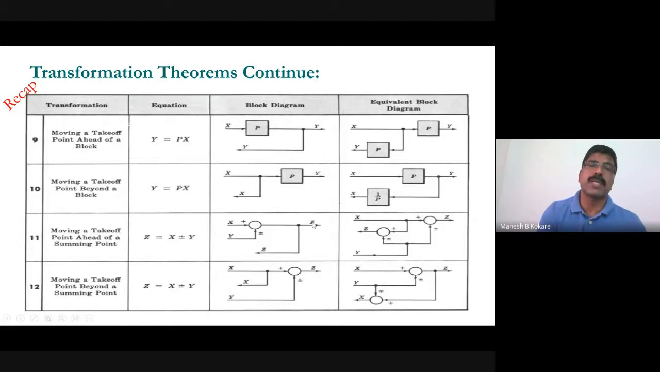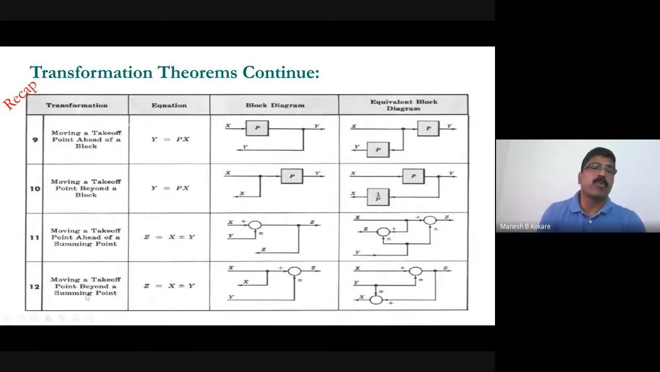Now, what is the value of Z? Z is equal to X plus or minus Y. So this is the output Z. Now, when you are changing this one, shifting this ahead of the block, like this way, then your output Z should not change. So your output Z should be such that Z is equal to X plus Y. That should be there, right? So this arrangement will make the same thing when you are changing the takeoff point ahead of the summing point.